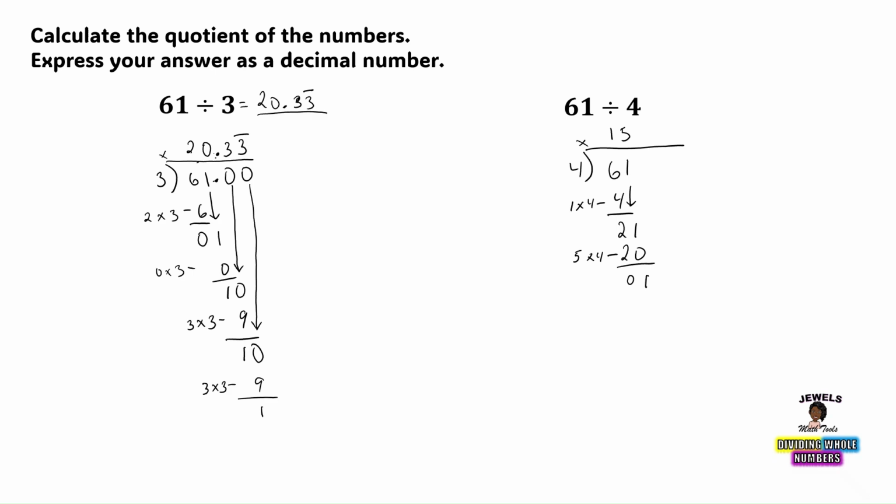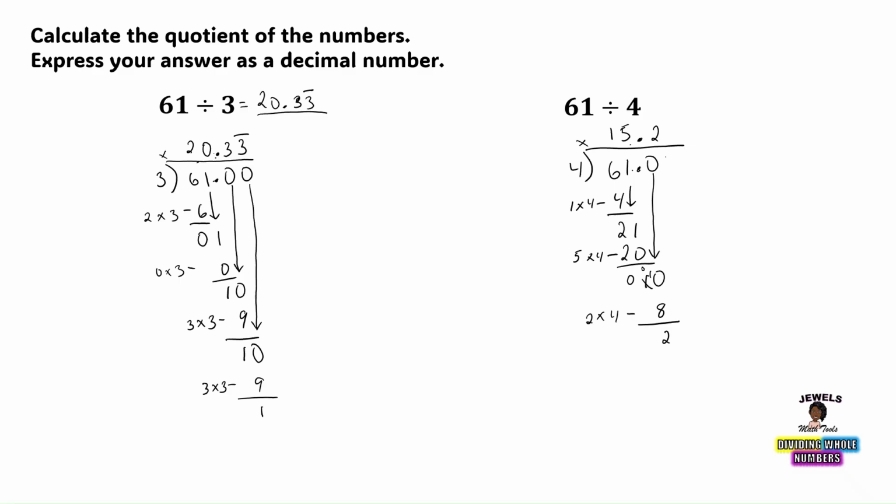Now that I've divided into all of 61, I'm going to add my decimal point behind my quotient, my decimal point behind my dividend, add in my 0, bring down that 0, changing 1 into 10. 4 will divide into 10 twice. When 2 is multiplied by 4, we will get the product of 8. When 10 subtracts 8, pardon me, we get the difference of 2.